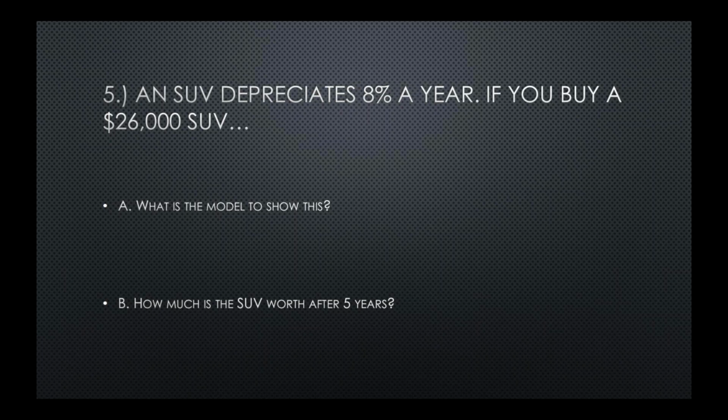Okay, so A equals initial amount. What do we start with? 26,000. All right, what's going to go inside the parentheses? 0.92. Very good. Depreciates means it decays. So we're going to take 1 minus the 8%, which is 0.08. That gives us the 0.92. We raise it to the t power. So there is our model.